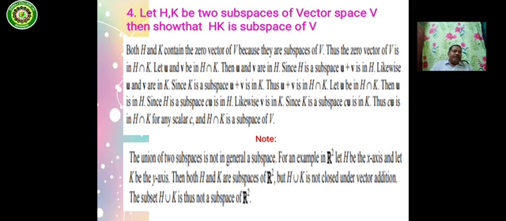H union K elements are of the form (x, 0) or (0, y), but if we take u as (x, 0) and v as (0, k), then we get u plus v equal to (x, y). So it is not an element of H union K. So we say that the union of two subspaces need not be a subspace.